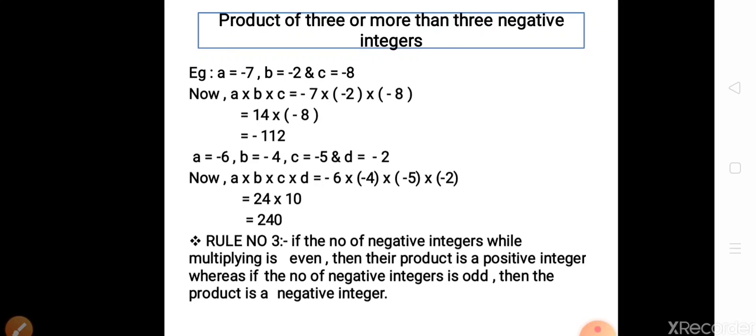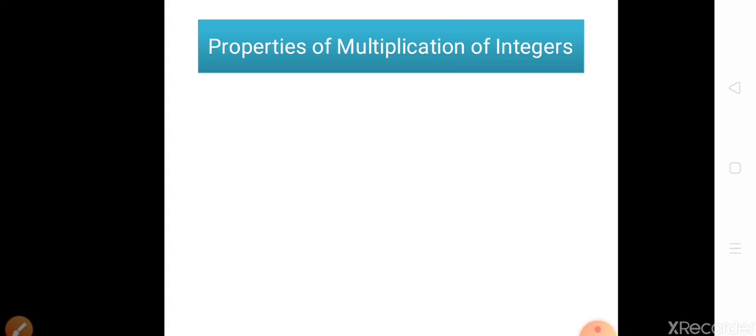Whereas if the number of negative integers that we are going to multiply is odd, that is 3, 5, 7 and so on, then the product is always going to be a negative integer. I hope this part is clear to you. Next we are going to the properties of multiplication of integers. These properties have similar names to those of addition and subtraction.